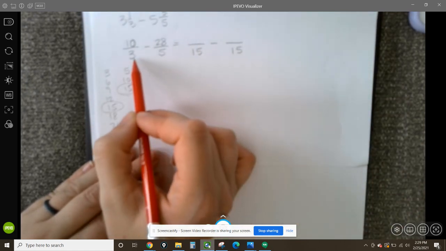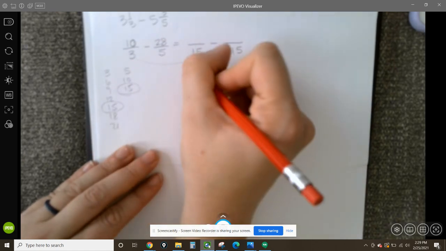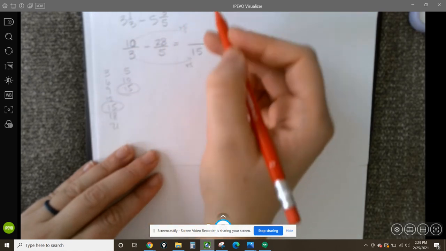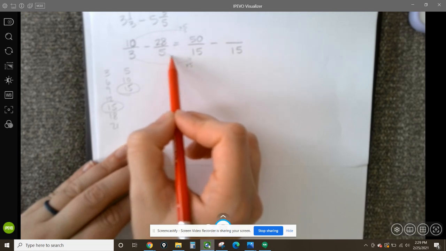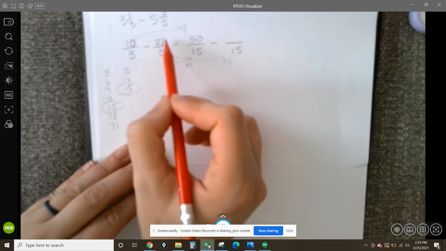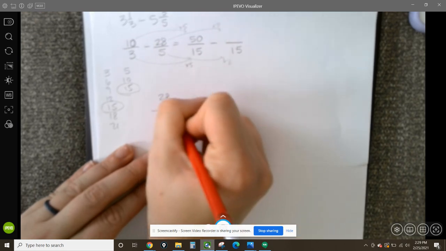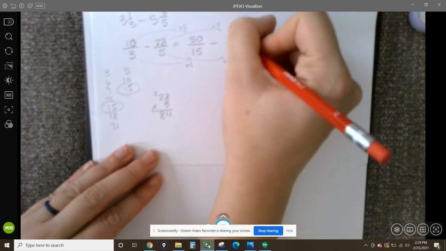So same thing I did up above. I'm going to go, what did I multiply by to change the denominator? 3 times 5 was 15. So I need to also multiply the top by 5. So that's 50. On the next fraction, 5 times 3 was 15. So I need to multiply the top times 3. I don't know 28 times 3 off the top of my head, so I'm going to have to multiply that. 84.